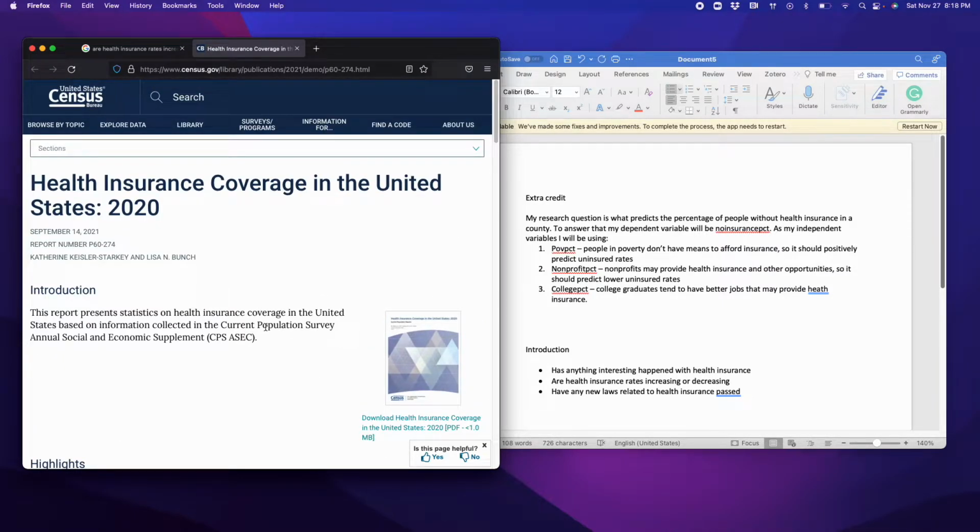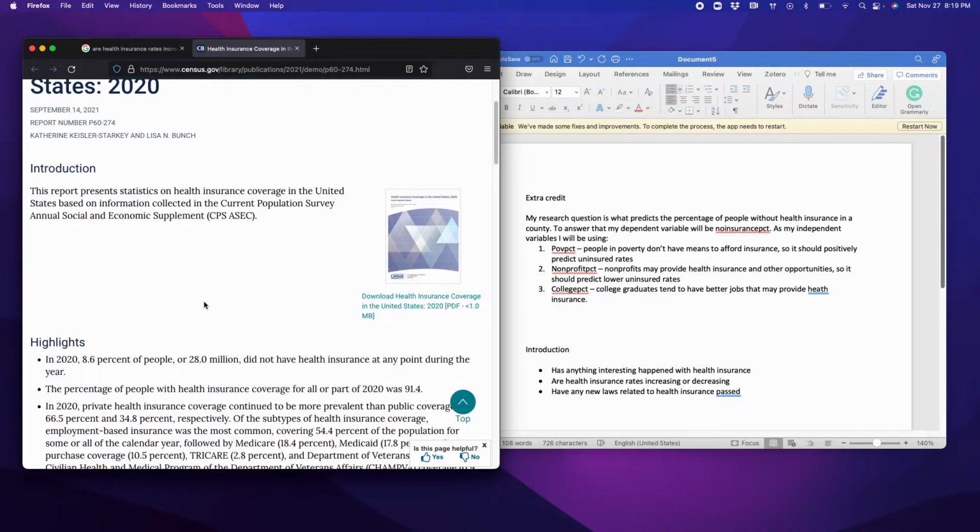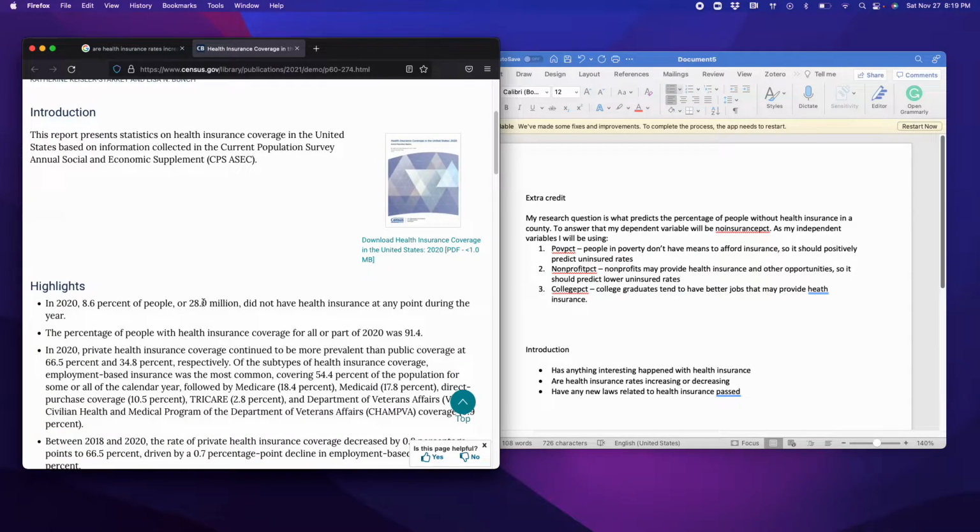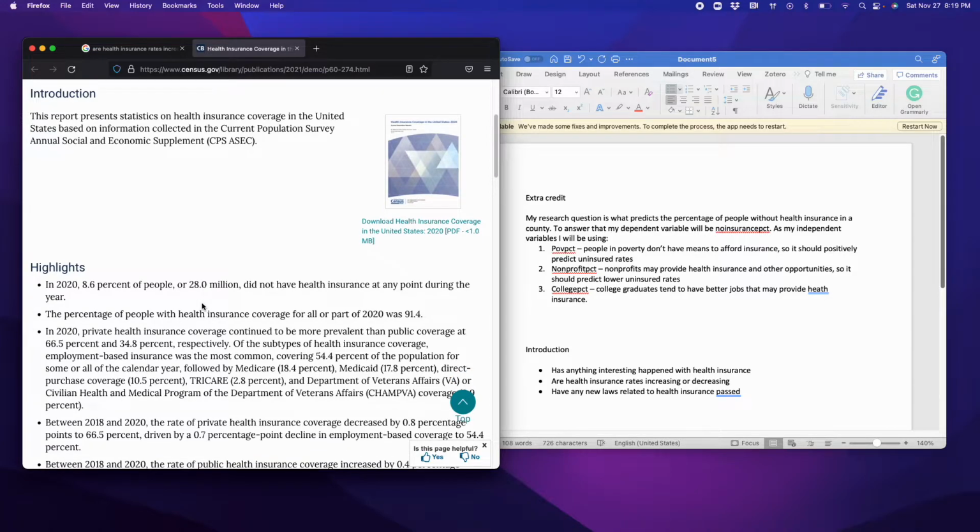Whenever you're looking through Google, you have to judge your sources. This is coming from the US Census, which is a big survey that collects information on the entire United States. And so I know whatever they're reporting is going to be based on good information. And I can just see, skimming this, 8.6% of people don't have health insurance.